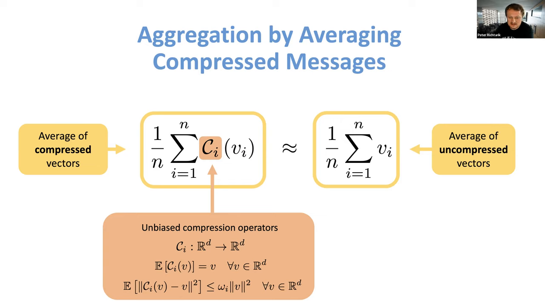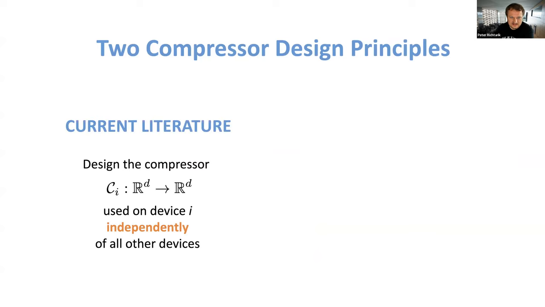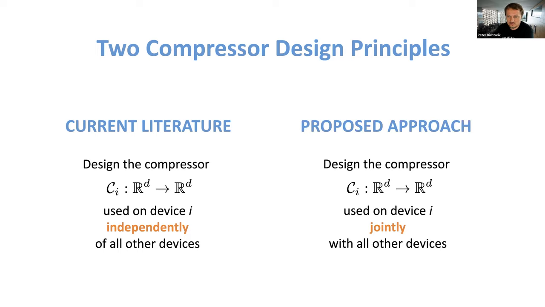So that's what's behind. The classical approach to this is to design these compressors CI that operate on these individual clients independently. So that's the classical approach, and I'm going to explain it next. So the current literature is really almost entirely focusing on this, at least the current literature which also analyzes iterative algorithms and doesn't merely focus on distributed mean estimation. So you would design this compressor CI independently of all the other devices. Now, what we propose in this paper, we want to design these compressors jointly across all these devices, but in a way that is communication efficient and that leads to improvement in the theoretical and practical communication complexity.